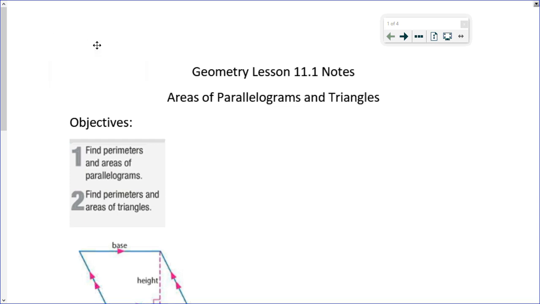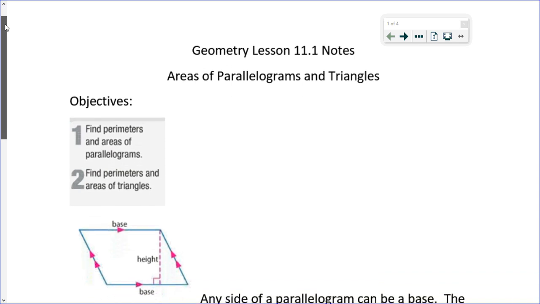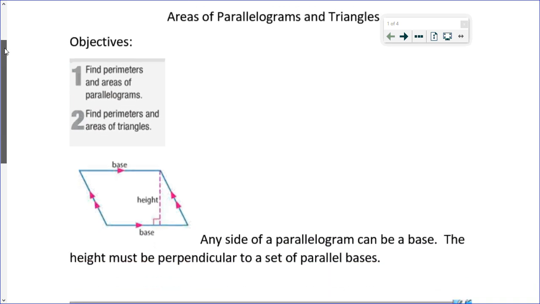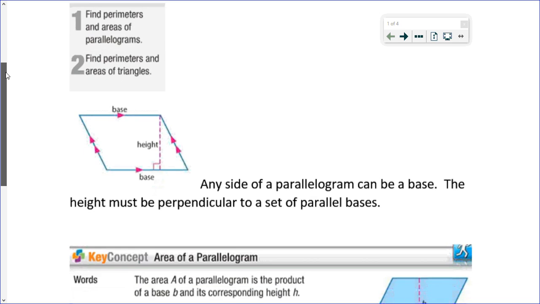Hello everyone, today we're talking chapter 11, areas of parallelograms and triangles. So let's take a look here. Our objectives will be to find perimeters and areas of parallelograms and find perimeters and areas of triangles as well.